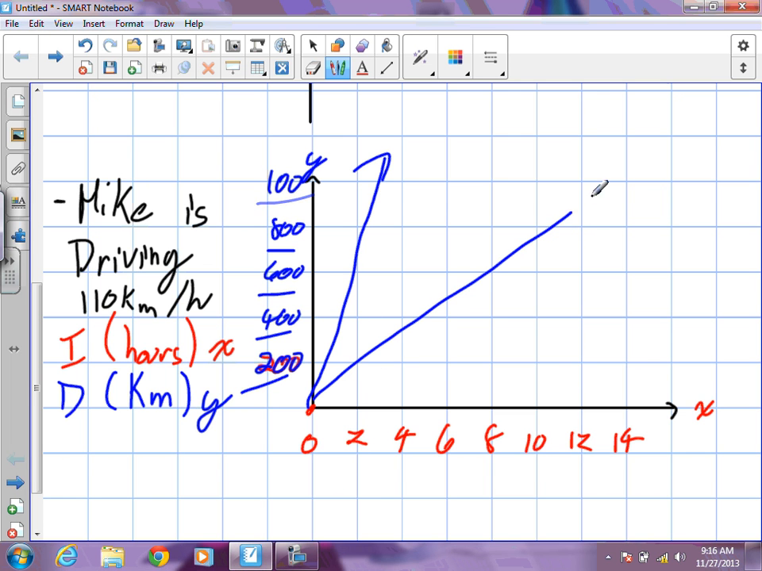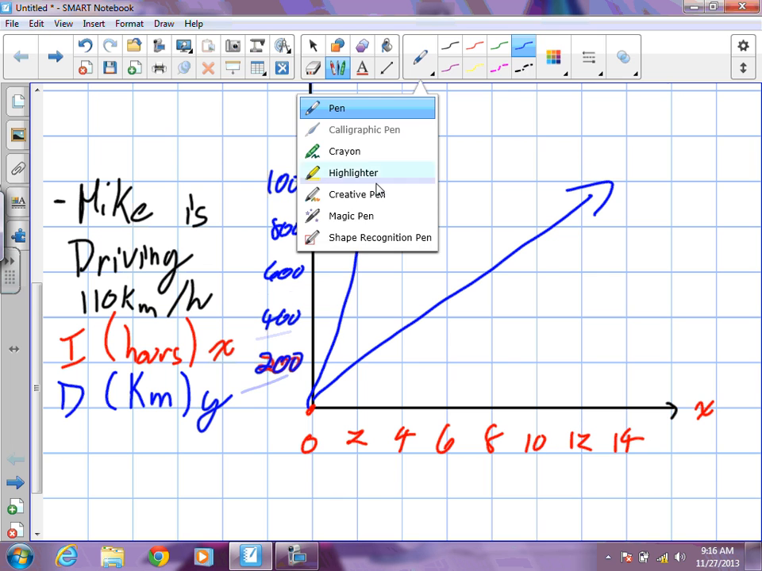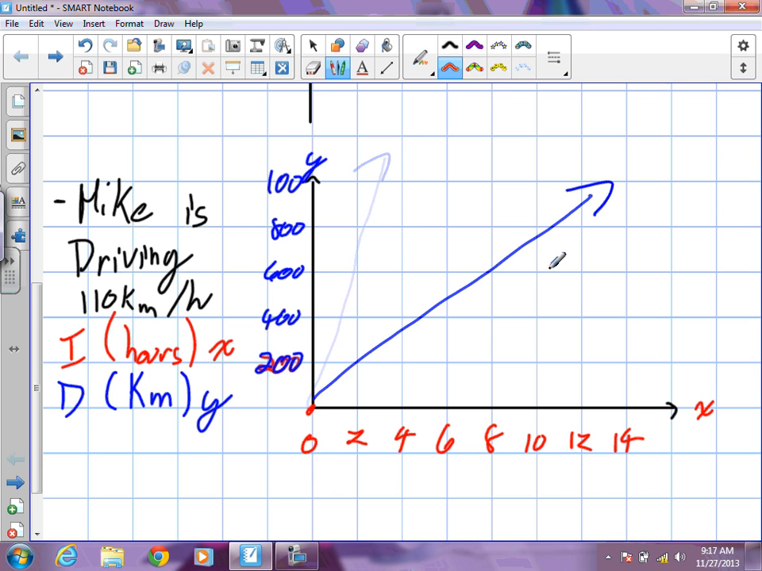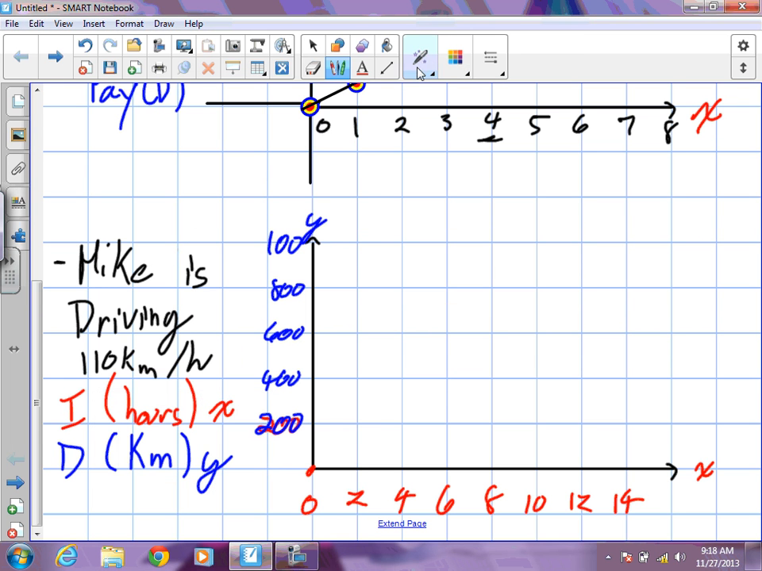Okay? So what's very important about direct variation? What must it go through? 200, 400, 600. What must it go through? Okay, it must go through the origin. So, in other words, if we travel for no hours, do we go anywhere? No, we don't. So the origin is obviously part of this. So this is a direct variation.